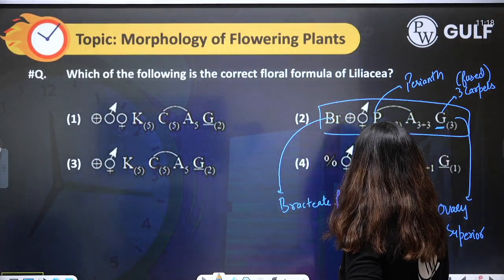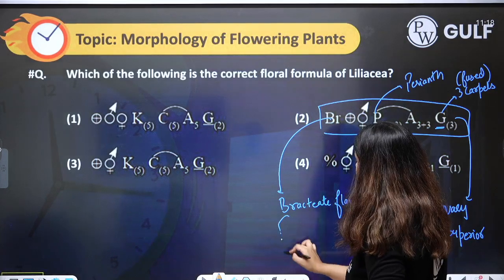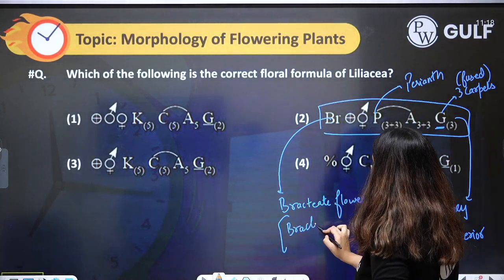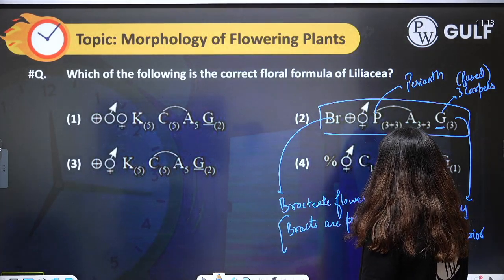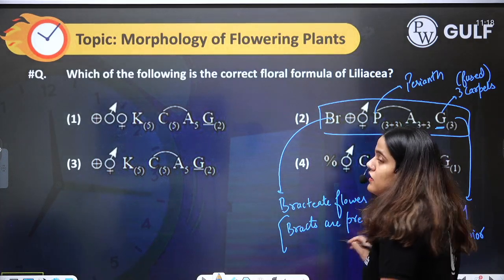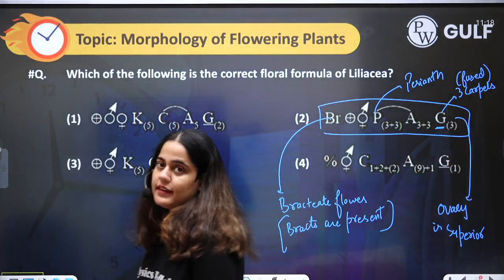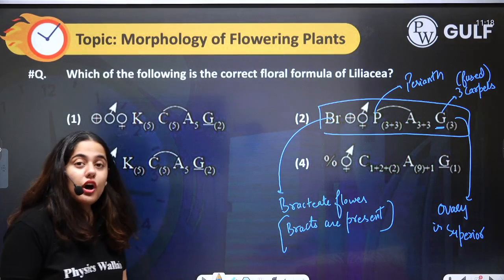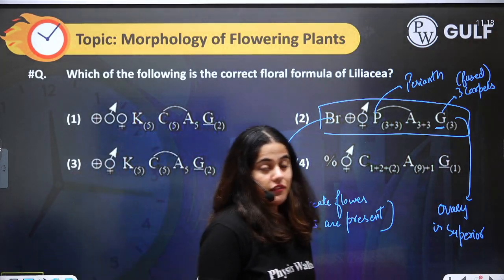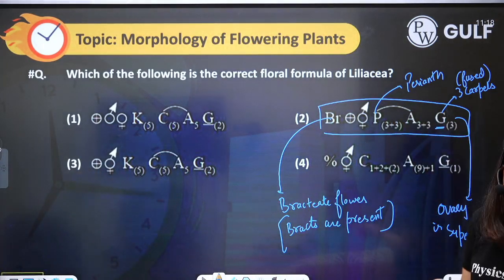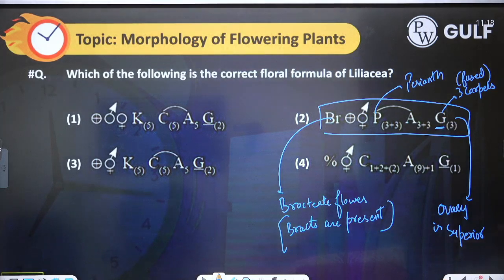BR means bracteate flower. What does it mean? Bracts are present. What are bracts? Bracts are small leafy structures present at the base of the flower. If those bracts are present, the flower is known as bracteate flower.